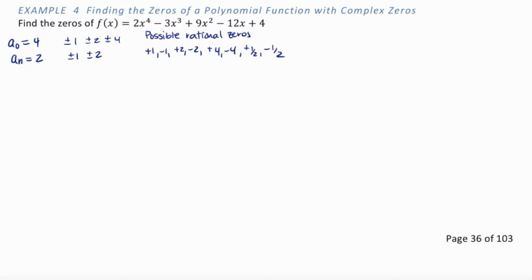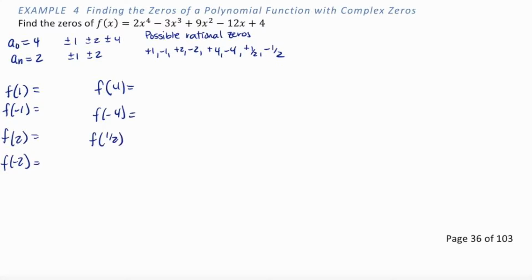Take a moment to evaluate your function f at 1, at negative 1, at 2, at negative 2 again, at 4, at negative 4, at 1/2, and at negative 1/2. So again, please pause your video and plug in all 8 of these values into this polynomial and write out just the answers here. So please work these out on some scratch paper.